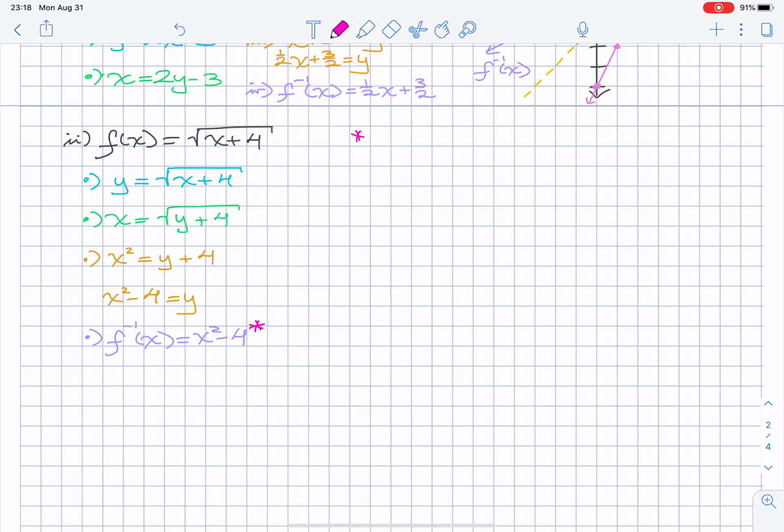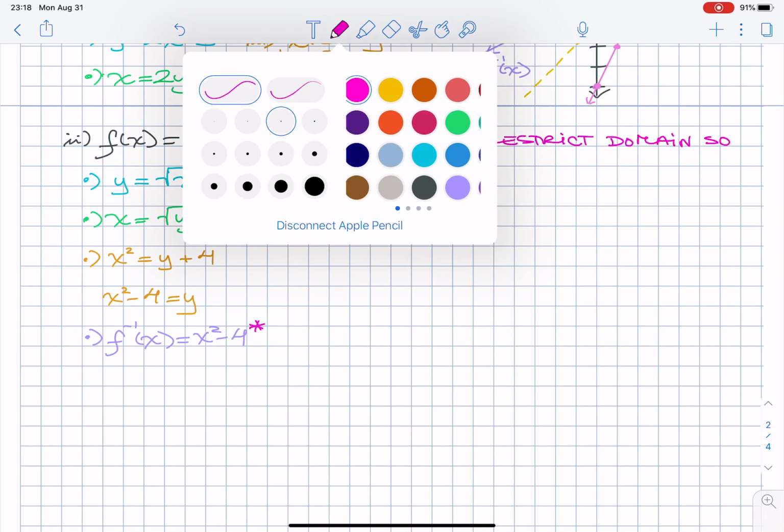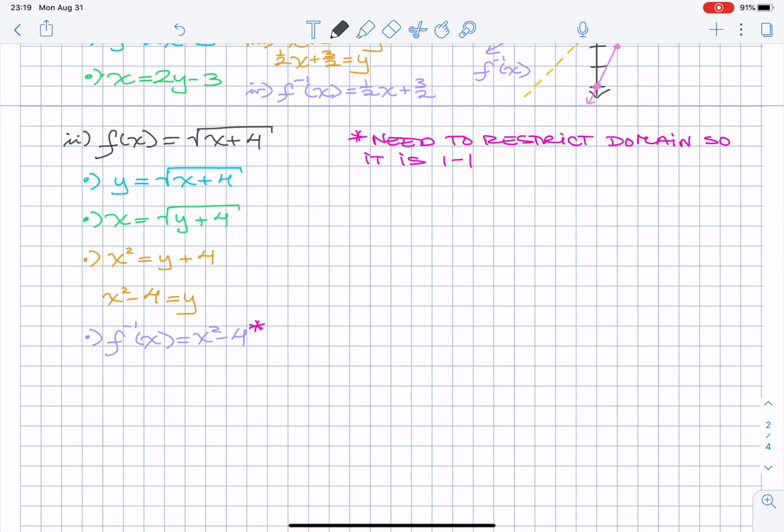So we need to restrict the domain so it is one-to-one. Okay, so x and y coordinate axes. We know that that's half a parabola opening to the right, shifted left 4 units. So let's see.